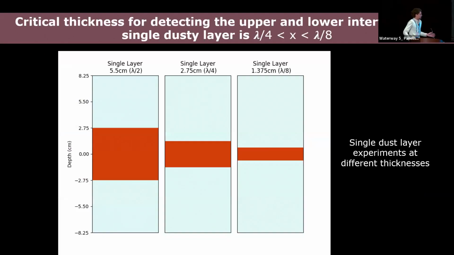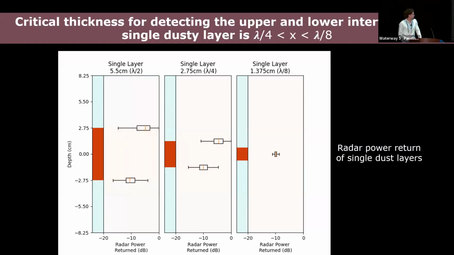For a more quantitative analysis of this, here are the stratigraphies I brought up just for clarification. We have the 1/2, 1/4, and 1/8 thicknesses. So we can look at the power returned. This is a function of power return, so the transmitted power, and then we get the return power from these reflectors. At the bottom on the x-axis here, 0 indicates 100% of the transmitted power is returned. We can see in the 1/2 and the 1/4 wavelengths, we get similar power returns at the upper and lower reflectors, but we get this combined reflector for the single thin dust layer.